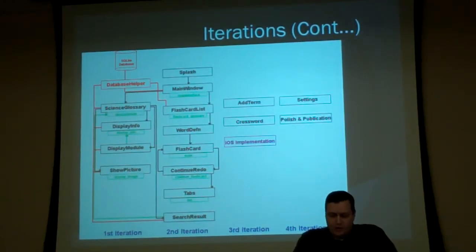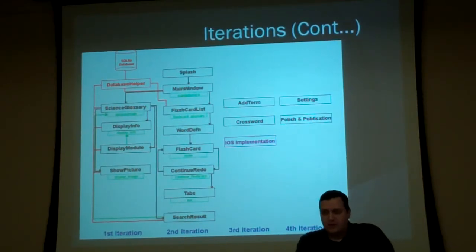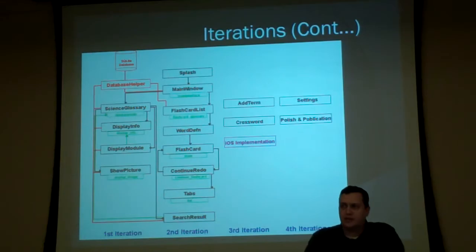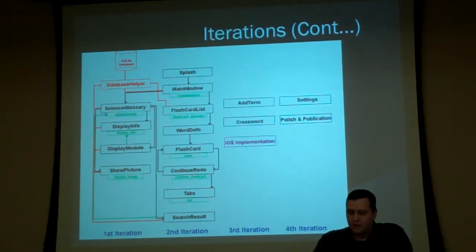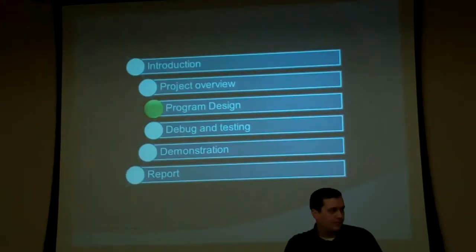This diagram shows an overview of our iterations and how each class uses layouts and how they are connected to our database. The green boxes indicate the layout, the red boxes indicate the database, and the black boxes represent the classes and activities. The first two iterations show what we have completed so far. We will now discuss our program design.